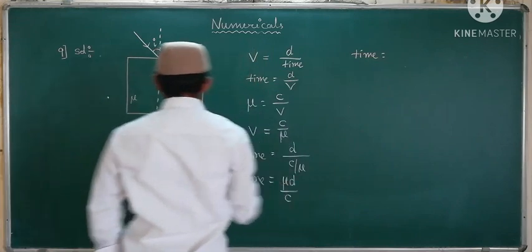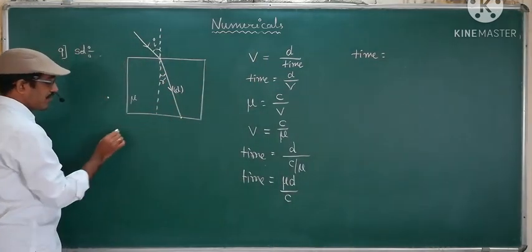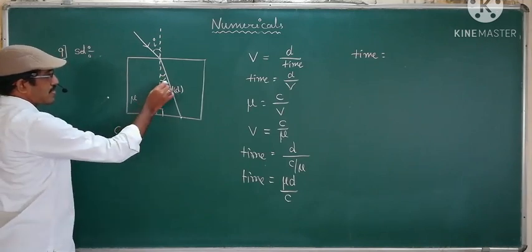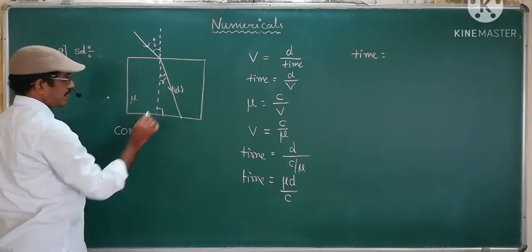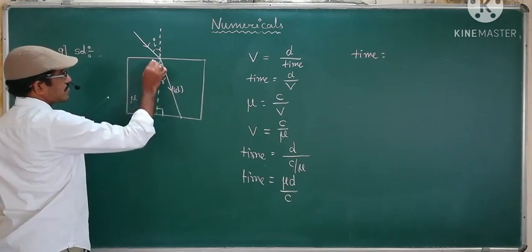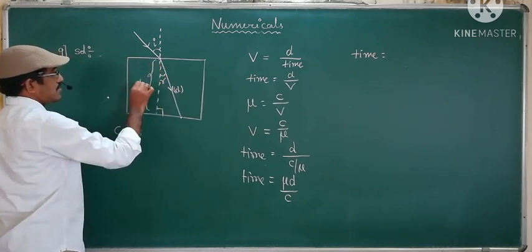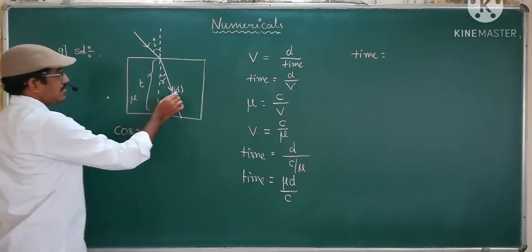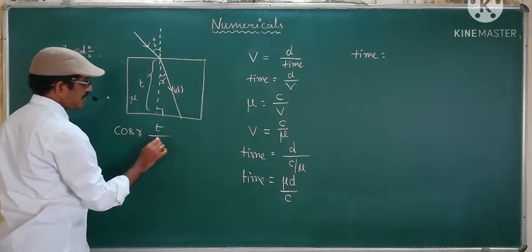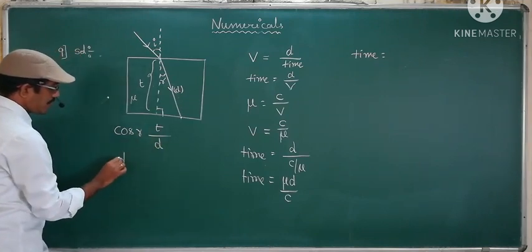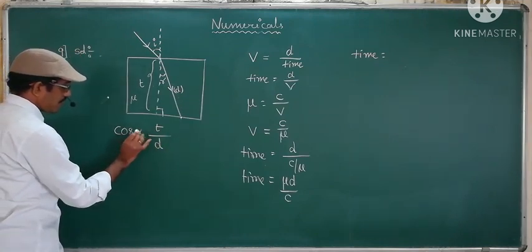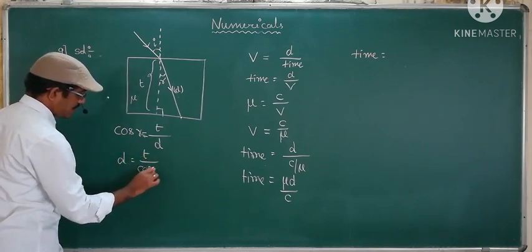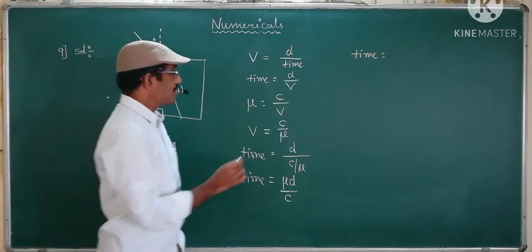From this diagram, we can take cos r. So cos r is equal to adjacent by hypotenuse. Adjacent means what is that? This is the thickness of the medium t, and this is the hypotenuse d. So cos r is t divided by d. We want d now. So d is equal to t divided by cos r. So in the place of d, we can write this.